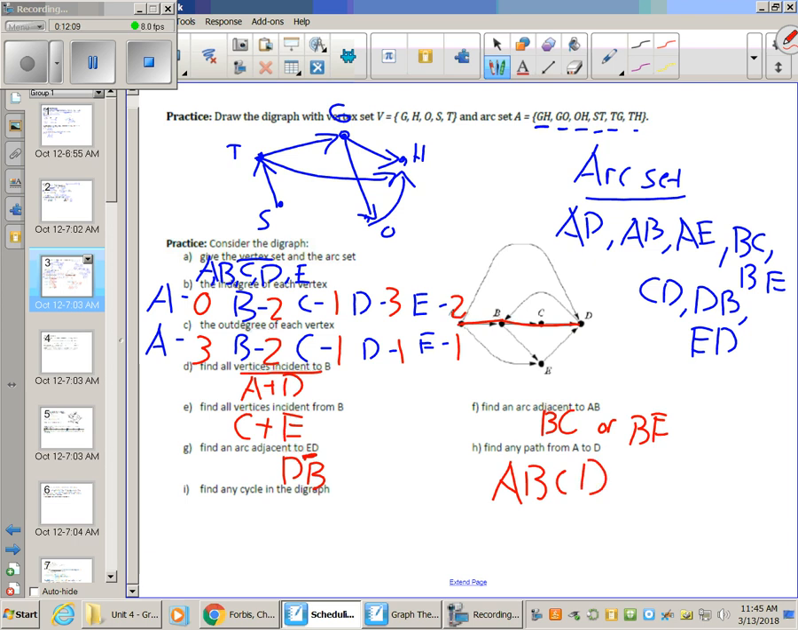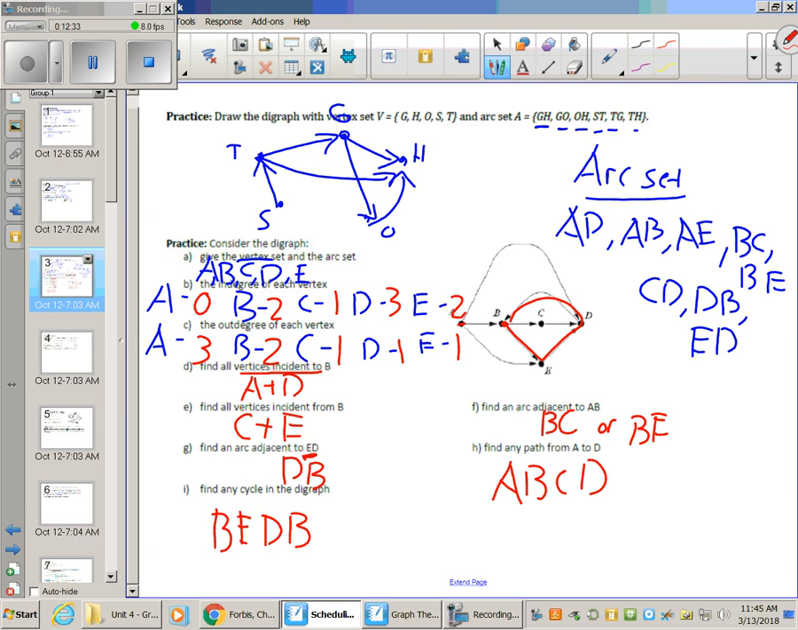Are there any cycles in this diagram? Well, sure, there's a cycle here. I can see a little circle right here. How about starting at B, going to E, going to D, and back to B? There's an example: B, E, D, B. If you have arrows that just keep going around in a loop, then that's a cycle.